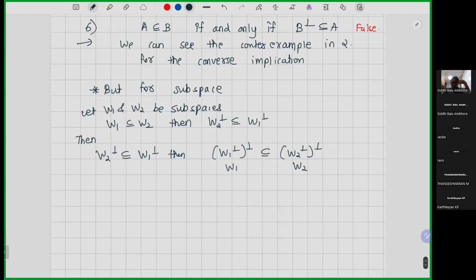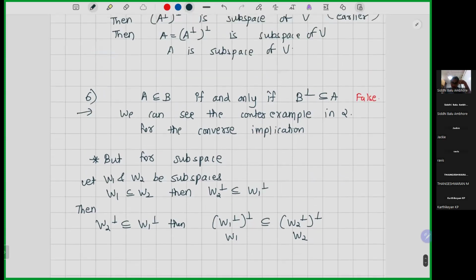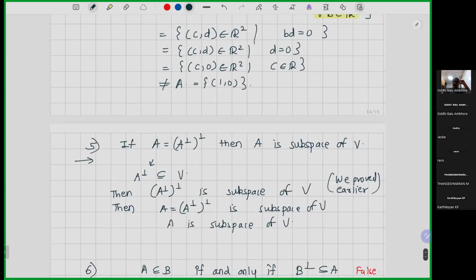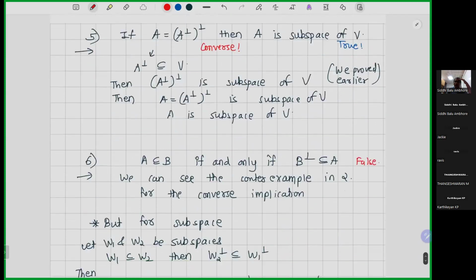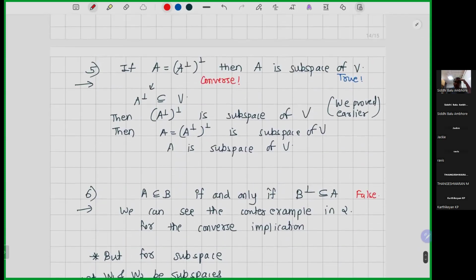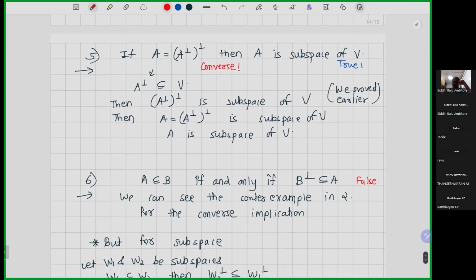I don't think this will hold in general, now that I think of it. Because what we have is that if A is equal to A perp perp, then it is a subspace. But the converse of this statement, I don't know whether it holds or not. So this is true, definitely, but I am confused about the converse here. If the converse of this statement is true, then we are okay. But I doubt whether it is true.